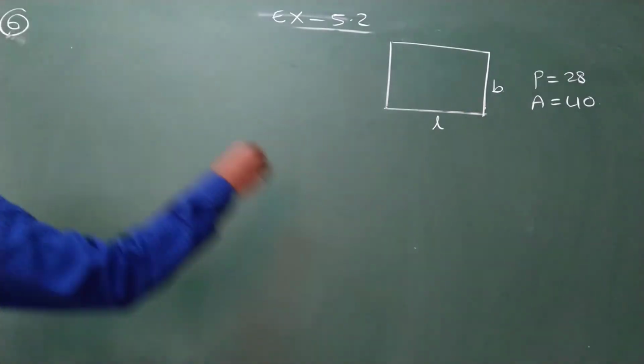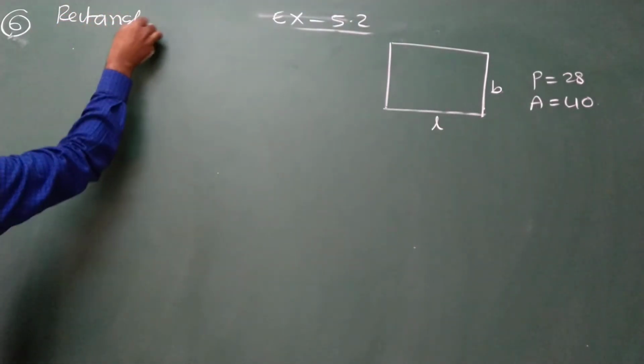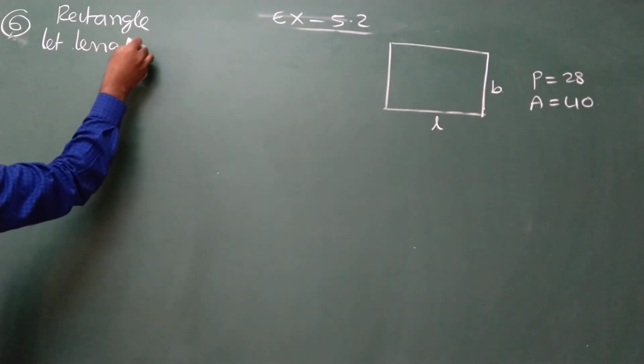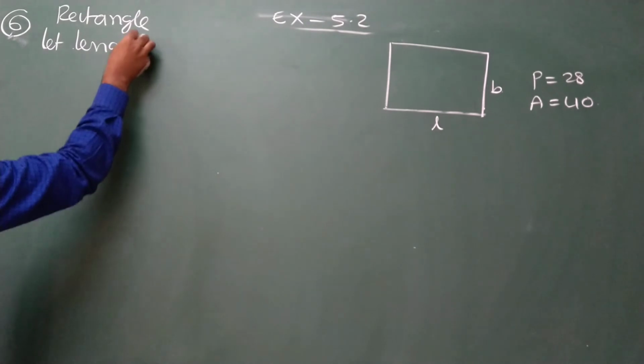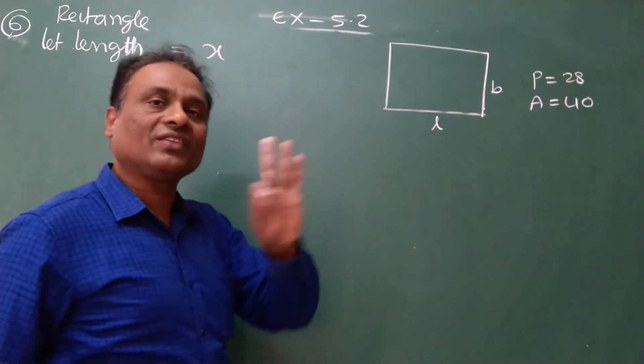See here. Let this be a rectangle. Don't write until I get the equation, you just listen. Length is equal to x. I am taking length is equal to x.